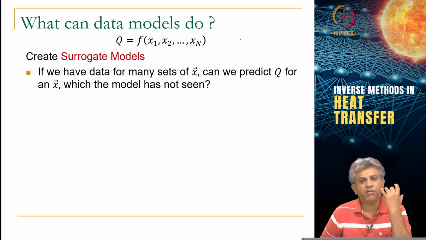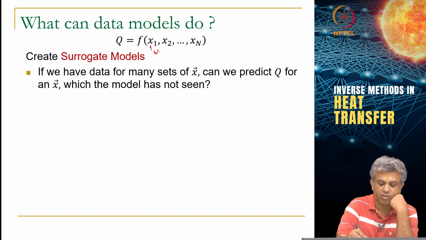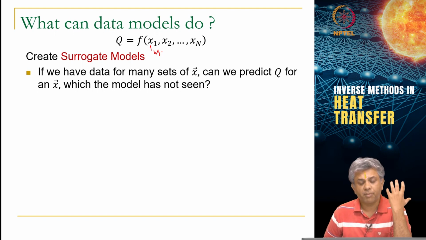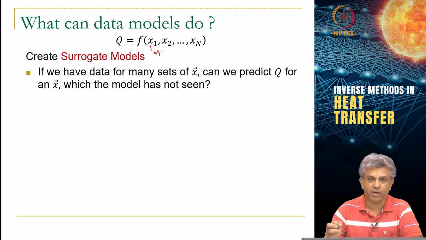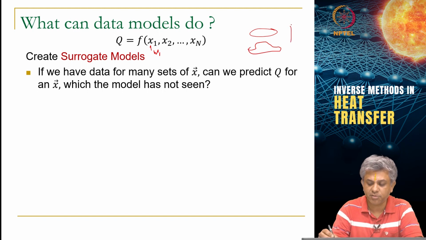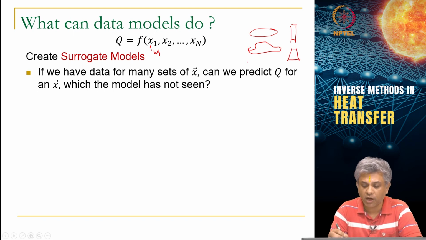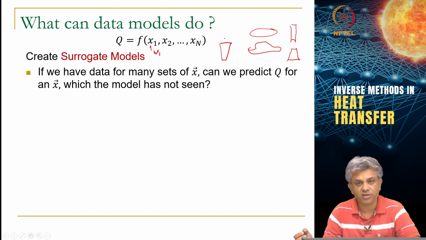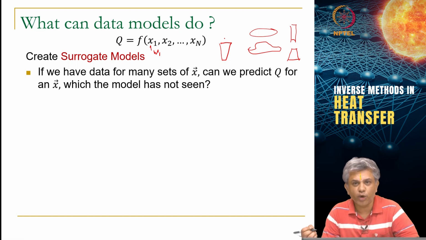So, if you have data for many sets of these parameters, imagine this x is w, can you predict q for a parameter which you have not seen? A practical example: suppose I know the heat transfer for multiple shapes, let us take fins, this shaped fin, a fin like this. If I give you a new shape, something like this, can you predict the heat transfer without actually going through physics?